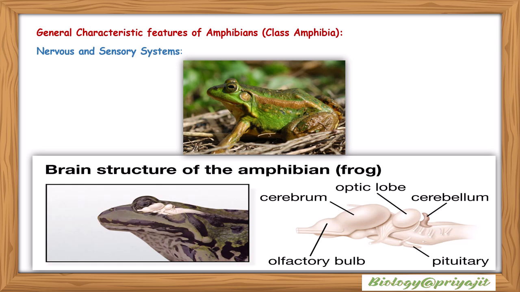Then the neural, nervous and sensory system. The amphibian brain is moderately developed. 10 pairs of cranial nerves are present in their body. Their eyes are present with eyelids. Tympanum or eardrum is present for hearing. Columella is the single ear ossicle in the middle ear. The lateral line system is found in larvae and some aquatic adults.